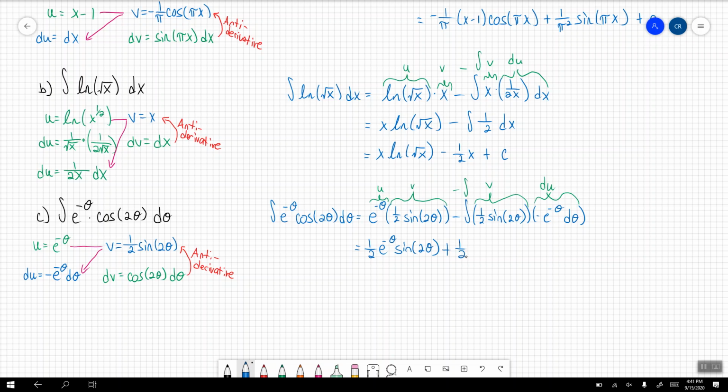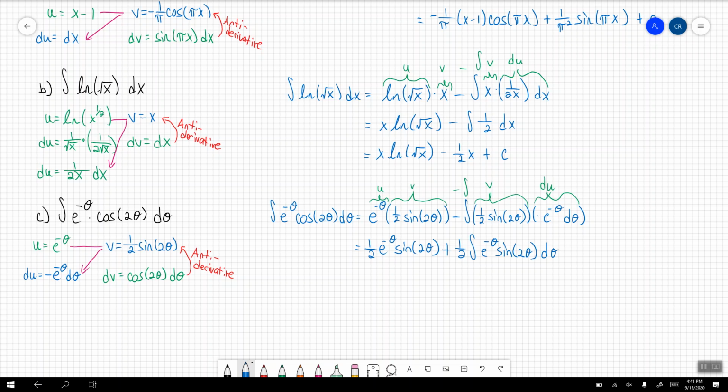1/2 is a constant, so that 1/2 stays out in the front, multiplied by the integral of e to the negative theta multiplied by sine of 2 theta, d theta. Okay. Now, you're going to see here, well, we're almost back at the starting point, so that's kind of rough to see.